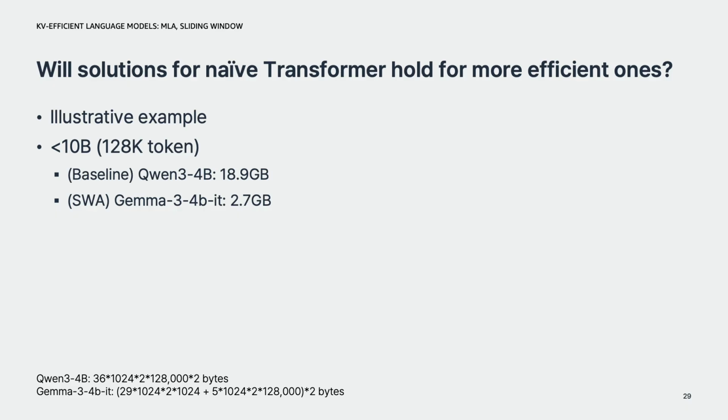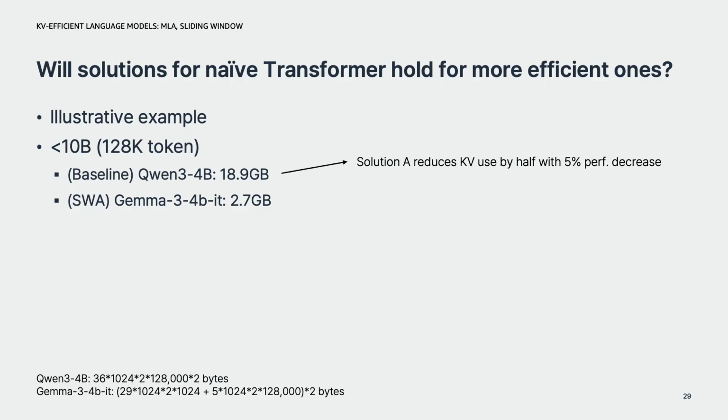And the next point is: will solutions designed for the naive transformer hold for more efficient ones? Here is an illustrative example. Imagine there are language models under 10 billion parameters and the sequence length is 128K. For language models using the naive transformer, such as Qwen 3 4 billion, the KV cache size is quite large, about 19 gigabytes. For Gemma 3, using sliding window attention, the KV size is 2.7 gigabytes, much smaller.